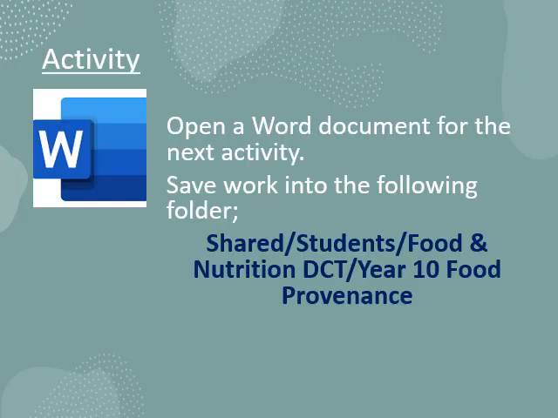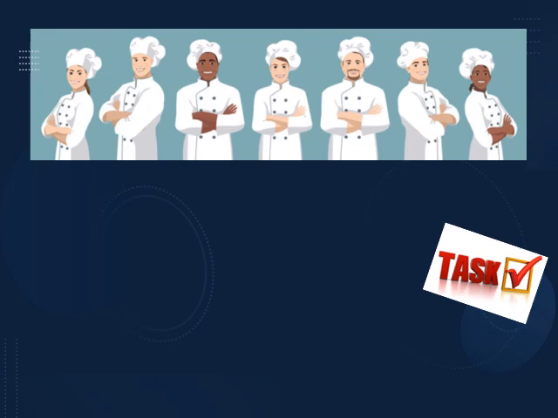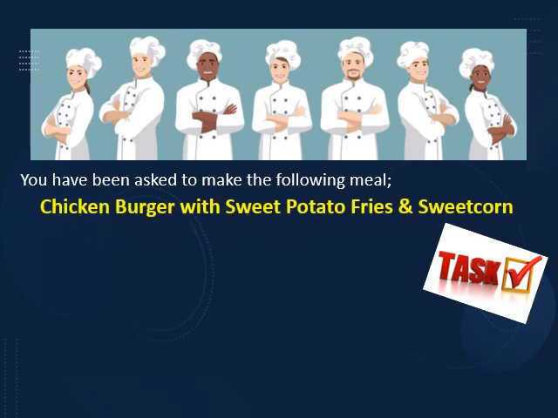Next activity, nice and busy today, right? So open a Word document for the next activity and then take a note. You're going to save and share it in the shared folder. So go to shared, open up students folder, open up the food and nutrition folder, DCT, my code, and the year 10 food provenance. In here, your task is you have been asked to make the following meal: a chicken burger with sweet potato fries and sweet corn.